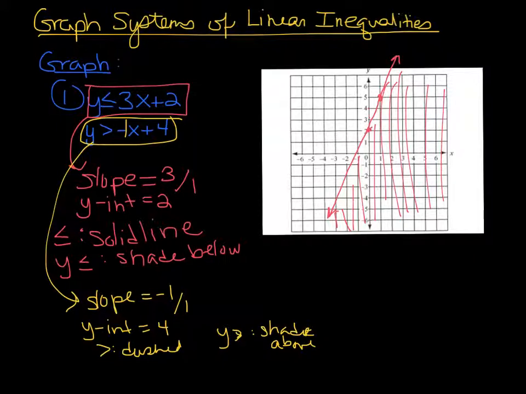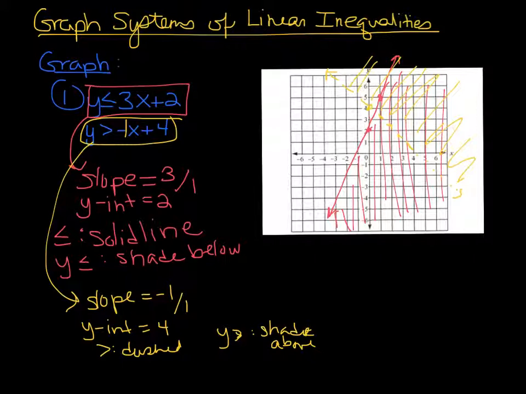So I'm going to start by drawing my y-intercept, which is at 4. Then I'm going to do my slope by going down 1, right 1. And from there, I'm going to draw my dashed line. So the last thing I know is that I have to shade above this line, so that means I'm going to shade right here.